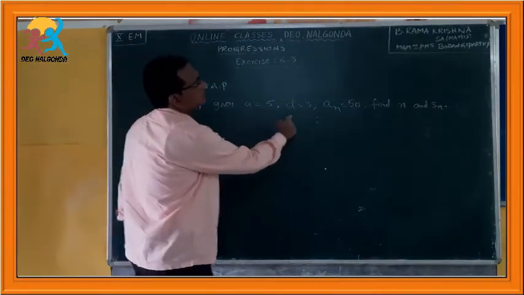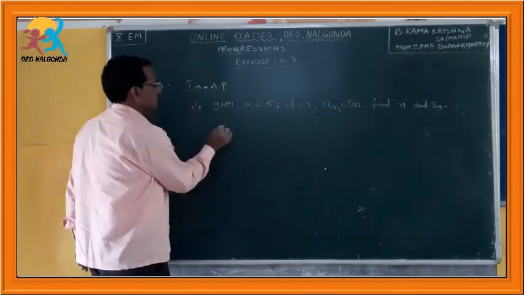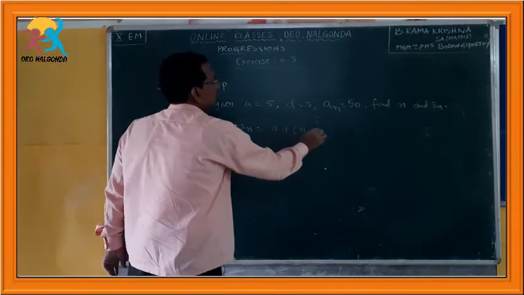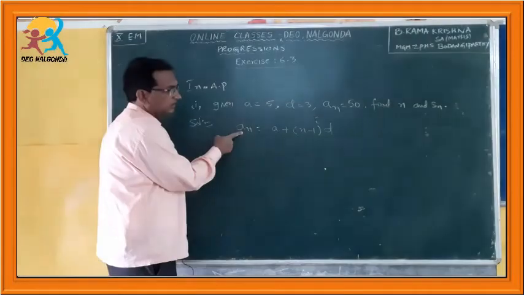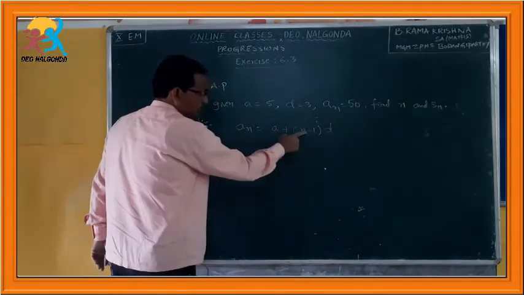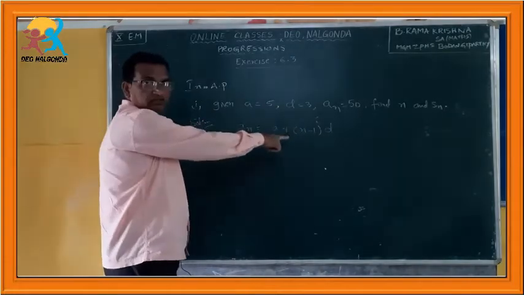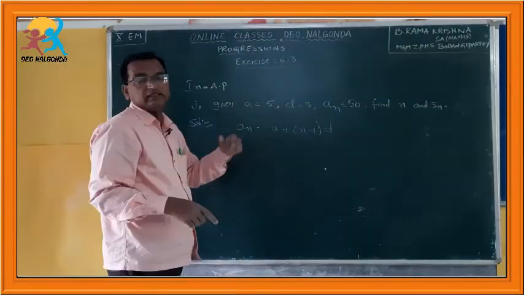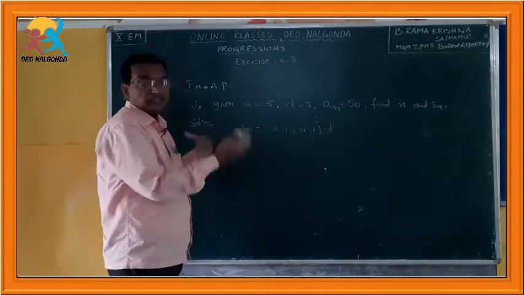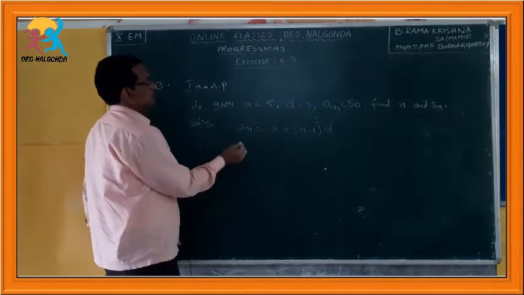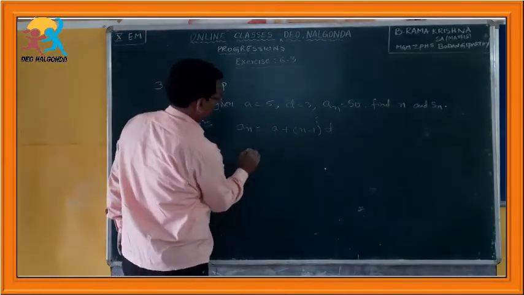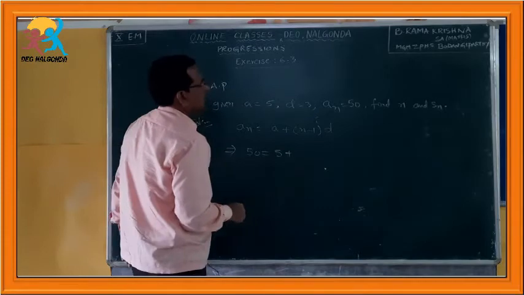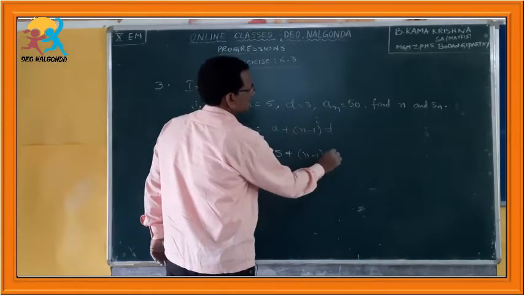A is given, D is given, An is given. You have to find n, so first use the An formula. An is equal to A plus n minus 1 into D, in which An, A and D are given, and you have to find n, which is not given. After substituting all these, you are left with only one variable in a linear equation, and you can easily find it by transposing all the numbers to the other side. An is 50, equal to A which is 5, plus n minus 1, we don't know n, into D which is 3.